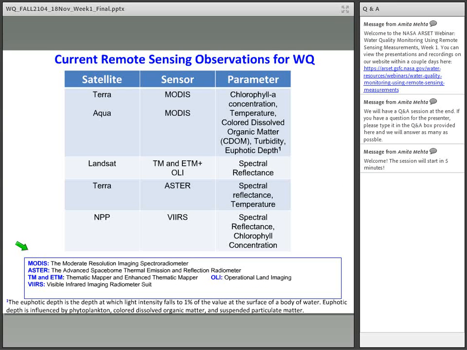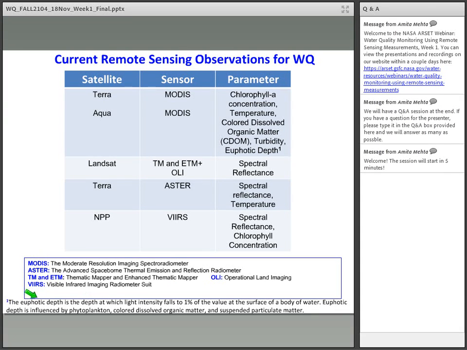Okay, so this brings us to the satellites that we will be predominantly focusing on for data products. So Terra and Aqua, these are NASA satellites. They are carrying the Moderate Resolution Imaging Spectroradiometer, or MODIS, that we've been talking about. These data are readily available. They're derived from MODIS: chlorophyll concentration, temperature, colored dissolved organic matter, turbidity, and euphotic depth.